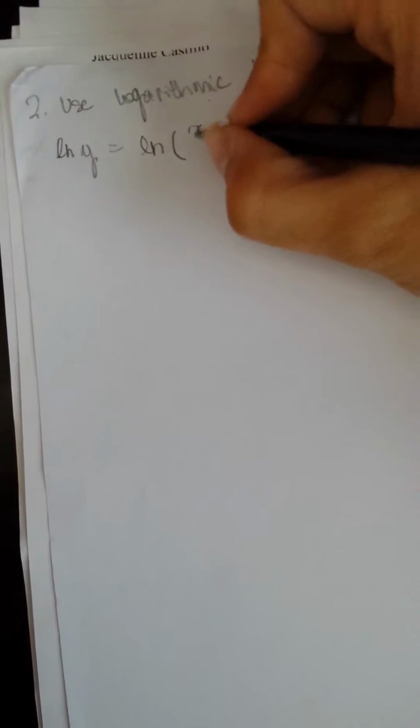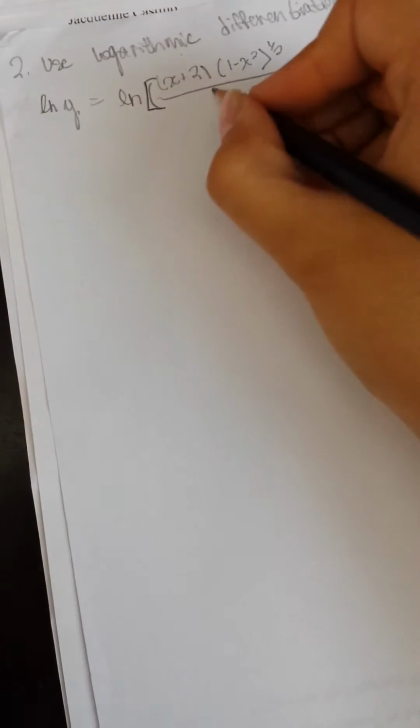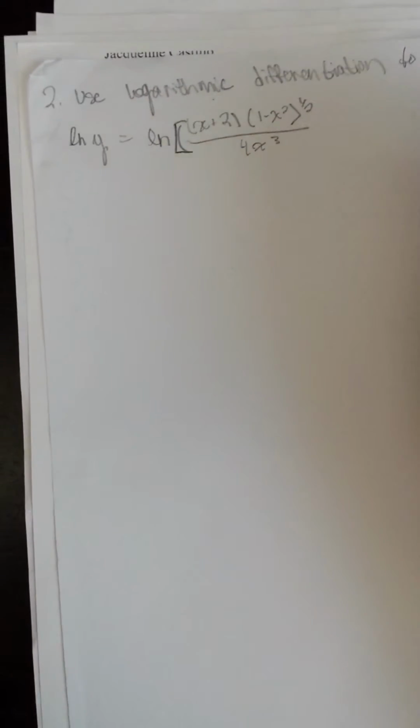So, ln y is equal to, and then you ln the entire equation. So x plus 2, there should be a bracket, okay, (x plus 2) times (1 minus x squared) raised to the 1/2 all over 4x cubed. Okay, so now when you are ln'ing this, well, the ln y is going to turn into 1 over y dy/dx, and then what you're going to do is separate this.